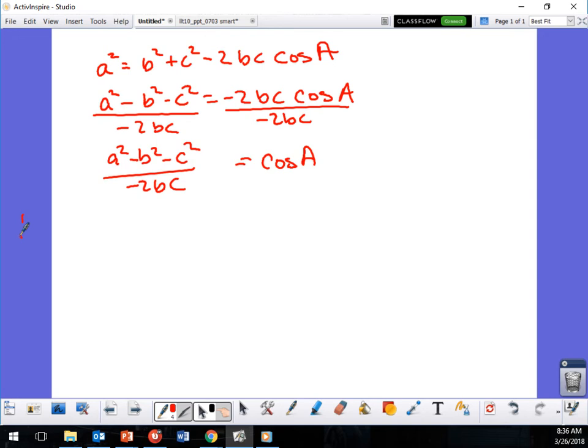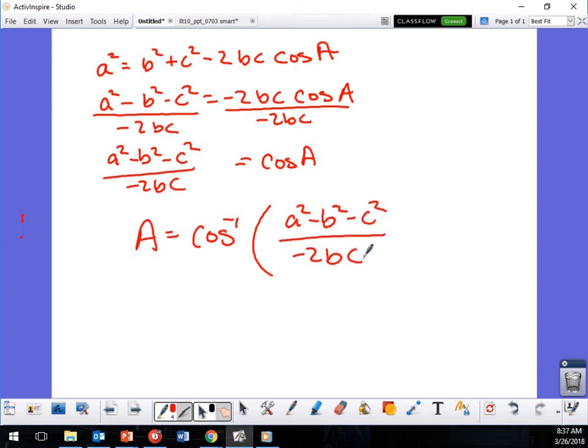Now, how do I get the big A by itself? Inverse, right? I do the inverse. So now it's going to be A equals cosine inverse of A squared minus B squared minus C squared over negative 2BC. Okay. So now we have a formula for this. We'll just plug it in. Yes, now you can just plug in.